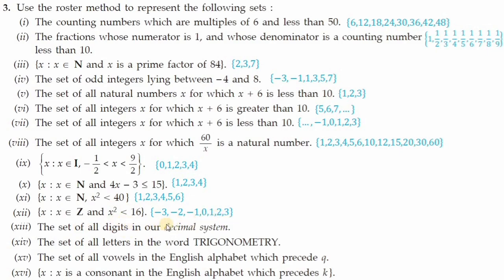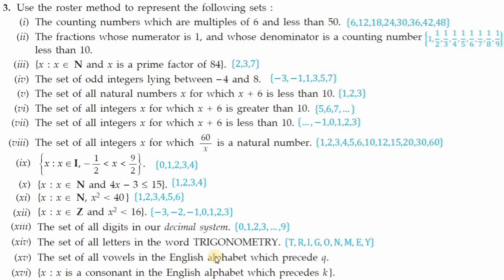Set of all digits in our decimal system. So in our decimal system, we have got the numbers 0, 1, 2, 3 till 9. Okay, fine. Next is the set of all letters in the word trigonometry. We have already seen such kind of example. So we have only these letters. The letter O, for example, cannot be written twice, right? So only once it is written.